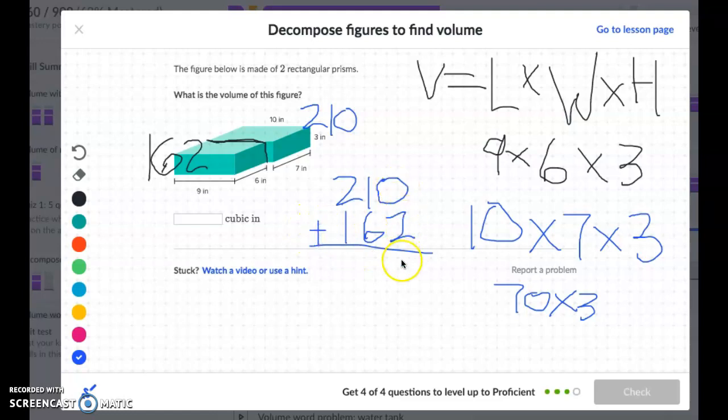So 0 plus 2 is 2. 1 plus 6 is 7. And then 2 plus 1 is 3. So my total volume here would be 372.